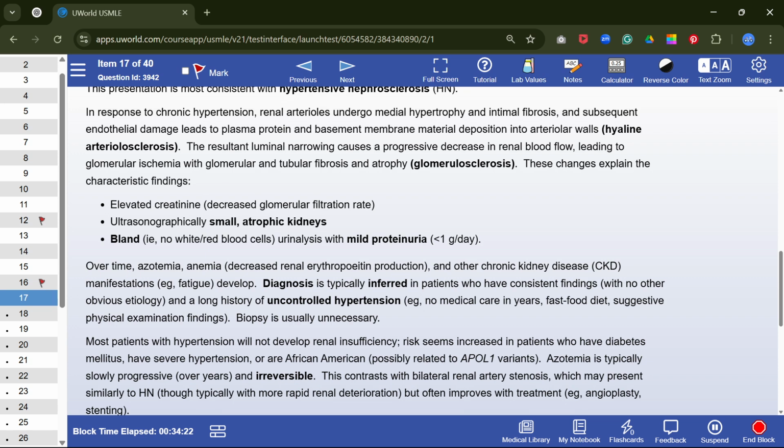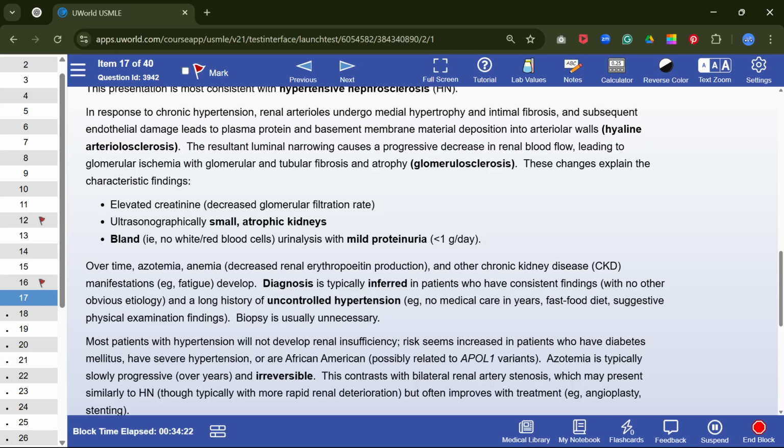Over time, anemia and other chronic kidney disease manifestations, such as fatigue, develop. Diagnosis is typically inferred in patients who have consistent findings with no other obvious etiology and a long history of uncontrolled hypertension, no medical care in years, fast food diet, and suggestive physical examination findings. Biopsy is usually unnecessary.